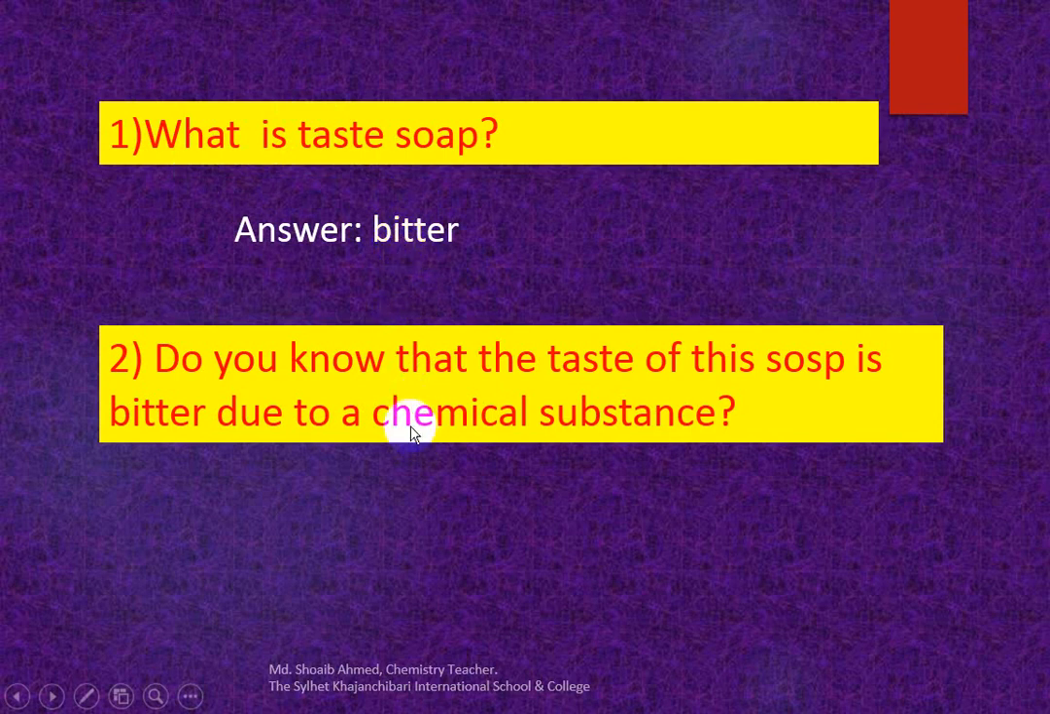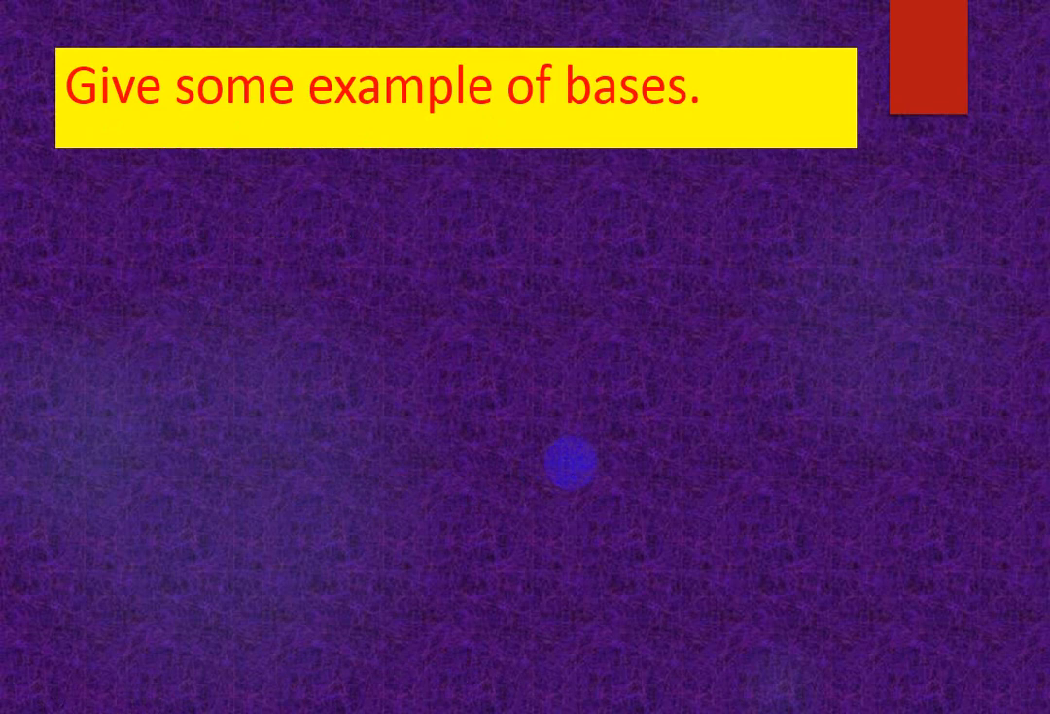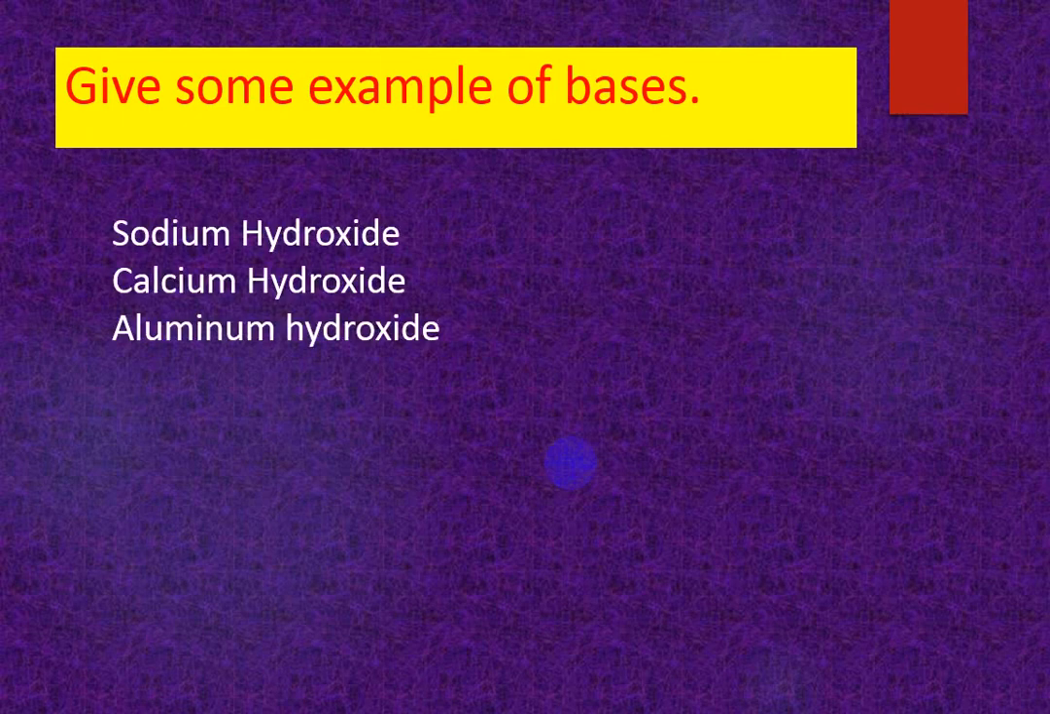Bitter taste. Okay, do you know the taste of this soap is bitter due to a chemical substance? What is the name of this chemical substance? Base. Okay, due to base, this chemical, the soap taste is bitter. Can you give some examples of bases? Okay, this base is sodium hydroxide. The main ingredient of soap is sodium hydroxide, calcium hydroxide, ammonium hydroxide.